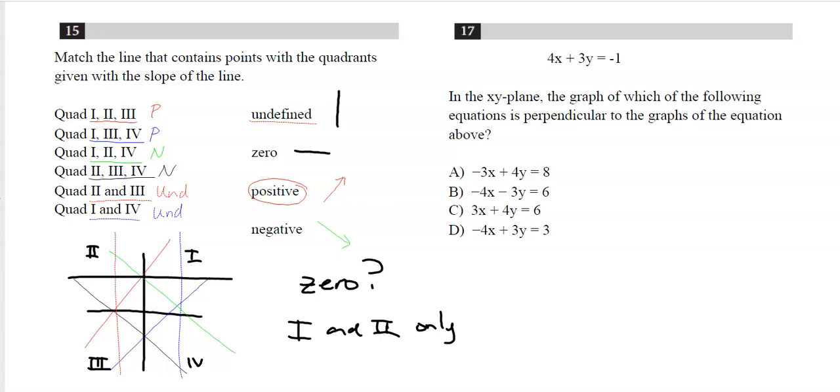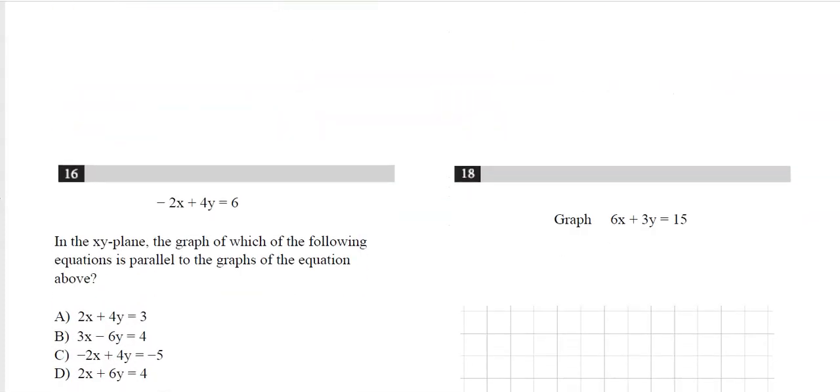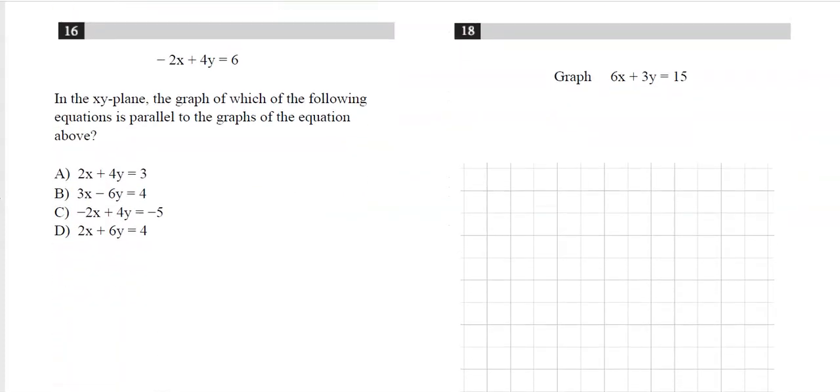All right, next problem, number 16. Before I do anything else with standard form, I need to find the slope of this line, because it says in the xy plane, the graph of which of the following is parallel. So I want to be parallel to this guy. I don't know his slope yet. His slope is not equal to -2. Just because you're in front of an x doesn't mean you're a slope. That's only if you're in slope-intercept form.